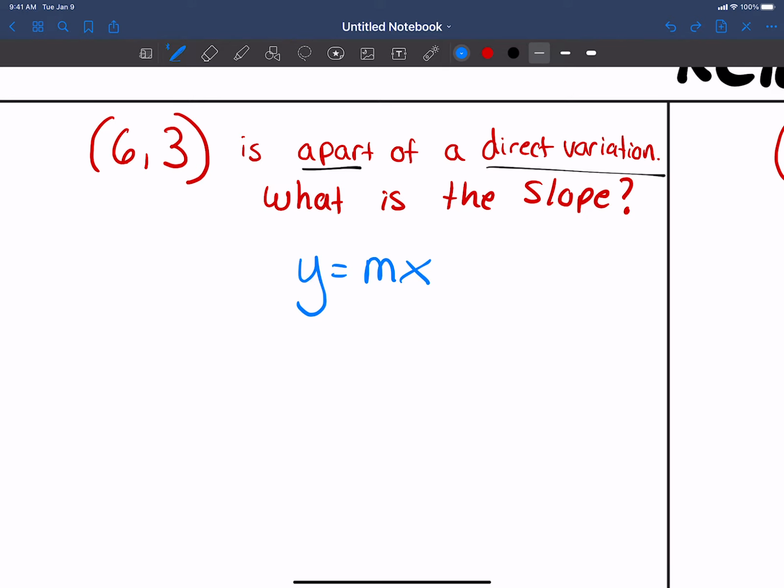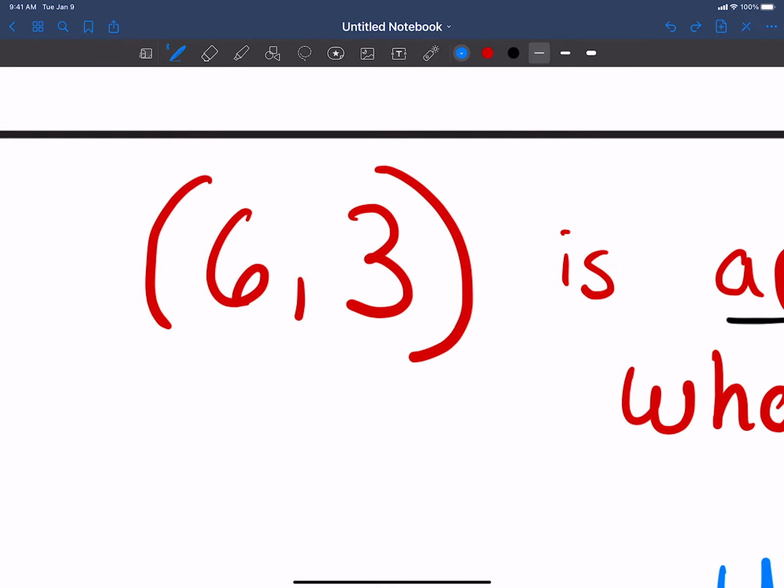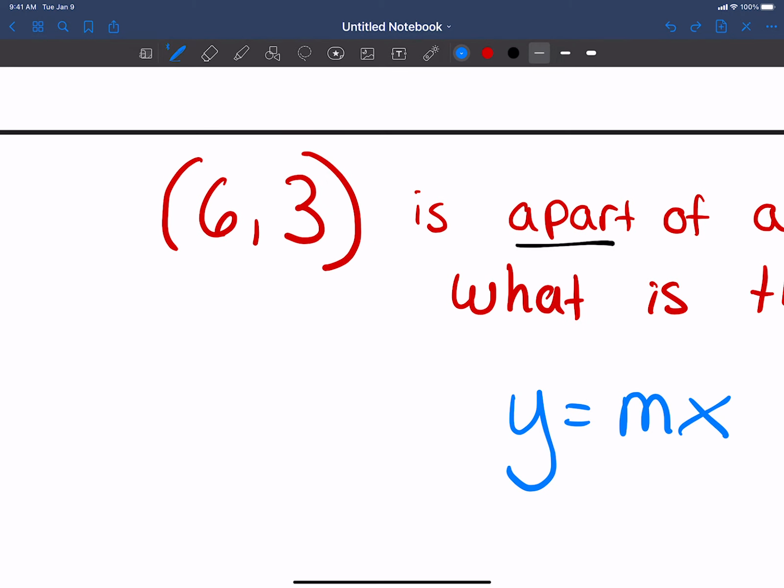Okay, now, looking at (6, 3), which one's the x and which one's the y? The first one is x. Go ahead and write that underneath there, small: x, y. Nice and small. And then do we plug it into the y and the x? Yes. Plug in the 3 for the y and plug in the 6 for the x.